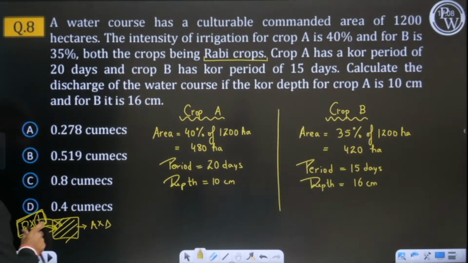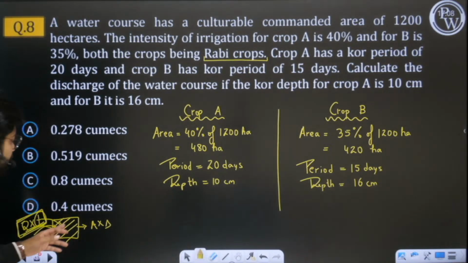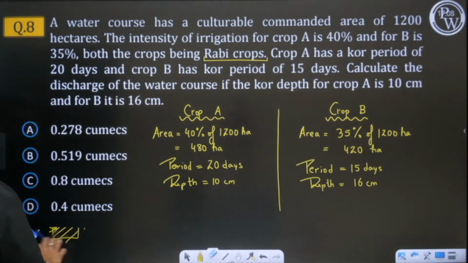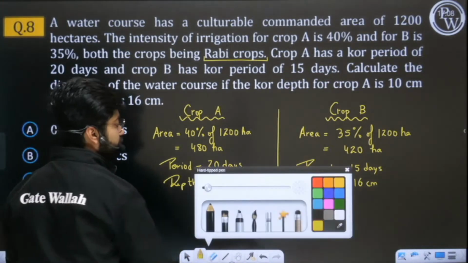So this Q into T can be equated to A into delta, because this is the volume of water which you have supplied to the field. And this is the volume of water which is stored there in the field. So Q into T is equal to A into delta. Simple. This logic you can apply here.